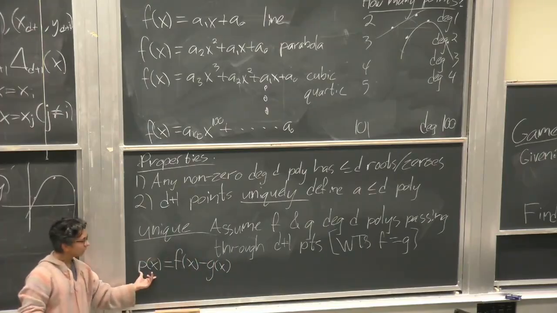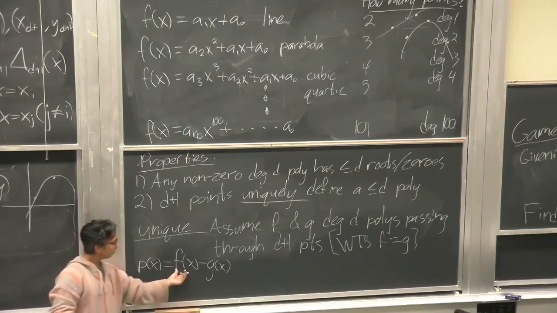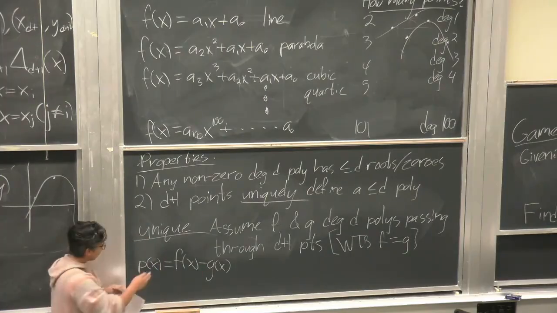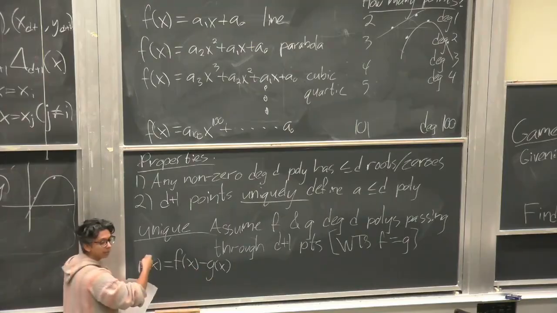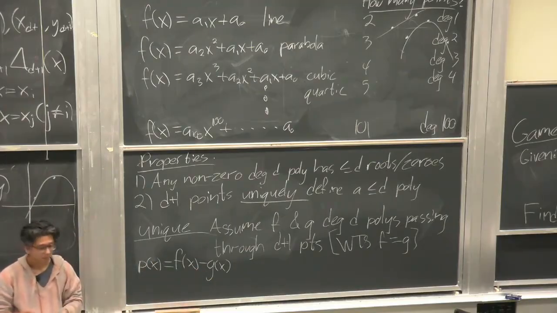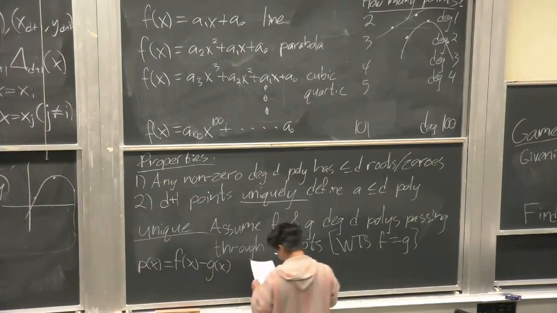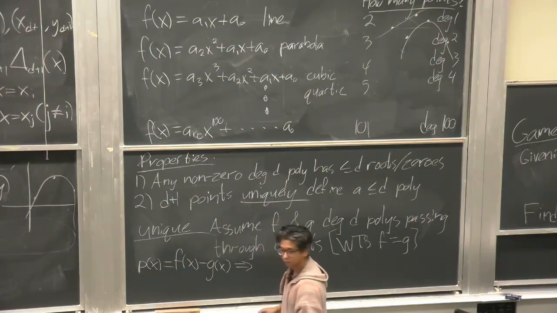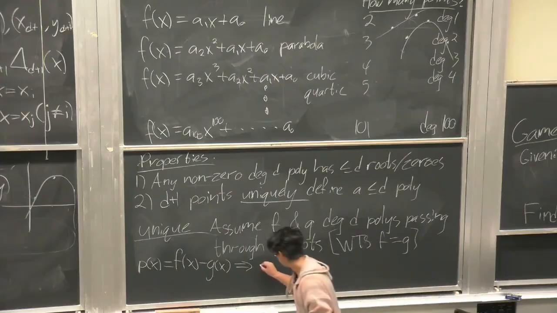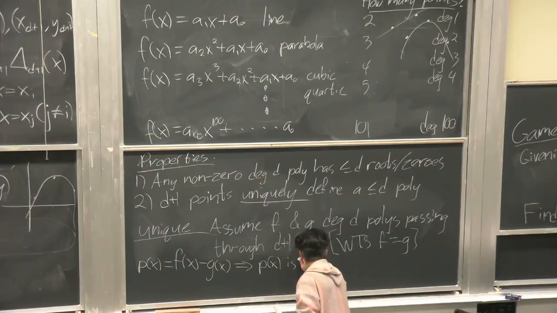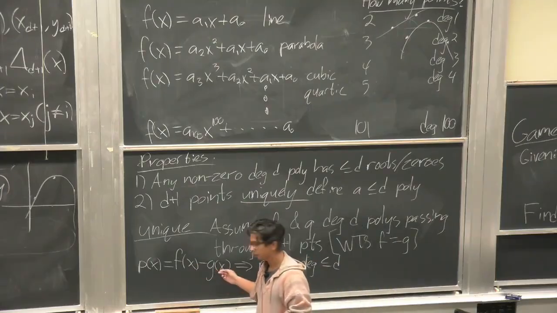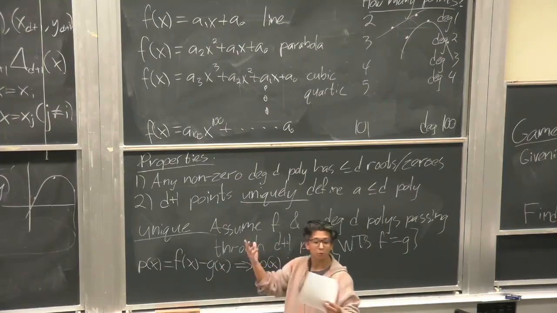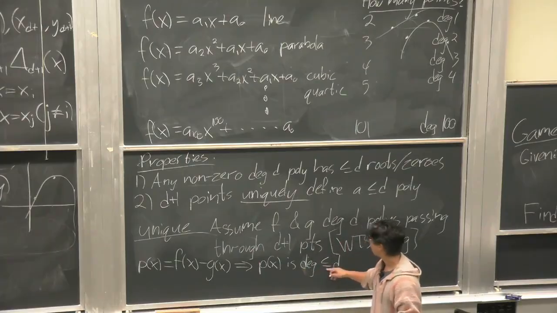If we can show that P of x is equal to 0, that means f of x and g of x are the same. Right? Like if this was equal to 0, I can just add g of x on both sides, and f of x is equal to g of x. So how do we show this? Well, if P of x is f of x minus g of x, what do we know? We're going to have to move fast, I'll just tell you. P of x is going to be degree less than or equal to d. If you take two polynomials that are both degree d and subtract them, you can't increase the degree. So P of x is degree at most d.